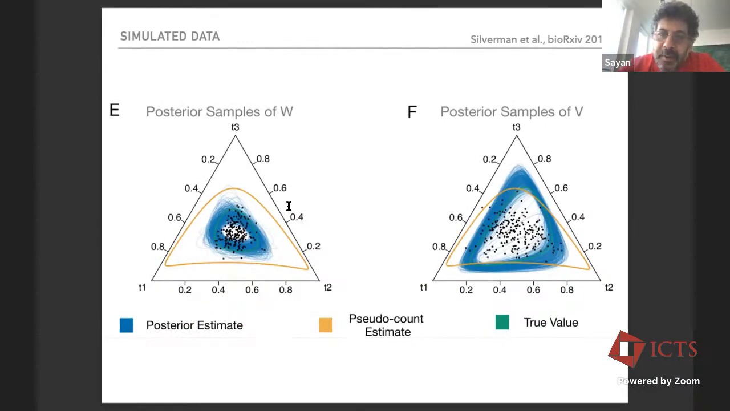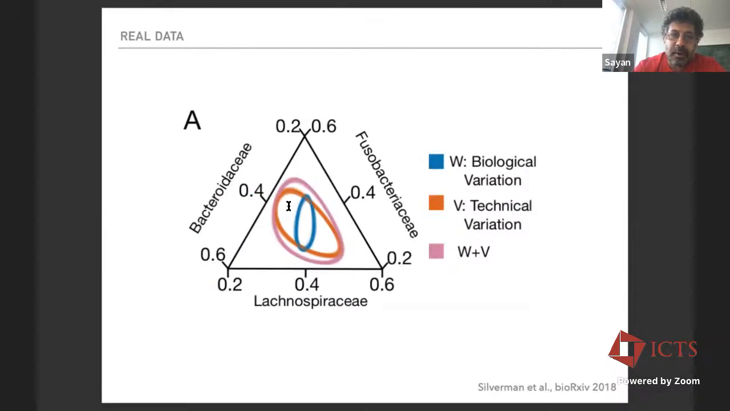So what else can we do? We can decompose what we are doing into the biological variation, W, and the technical variation, V. And again, as a picture, we can show you what is going on in terms of the biological variation, the technical variation, and the total variation.